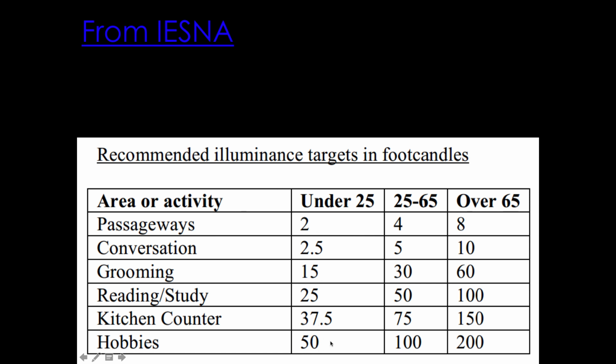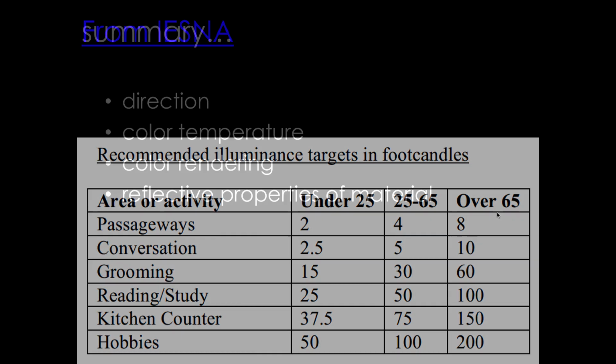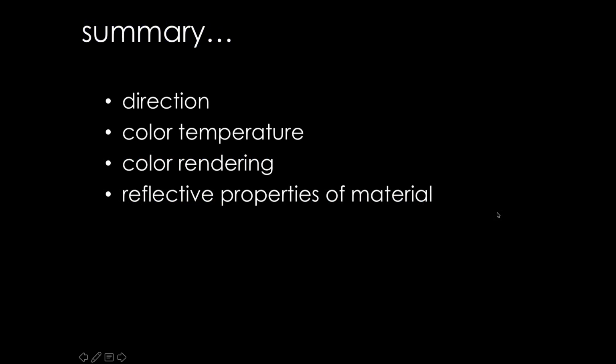So when you say, oh, I'm going to need 50 foot candles, the color temperature of the light source you choose is going to want to be cooler, whereas in passageways, a warmer color temperature is fine because it will show materials in a more natural way. So that is basically it for the properties of lighting.